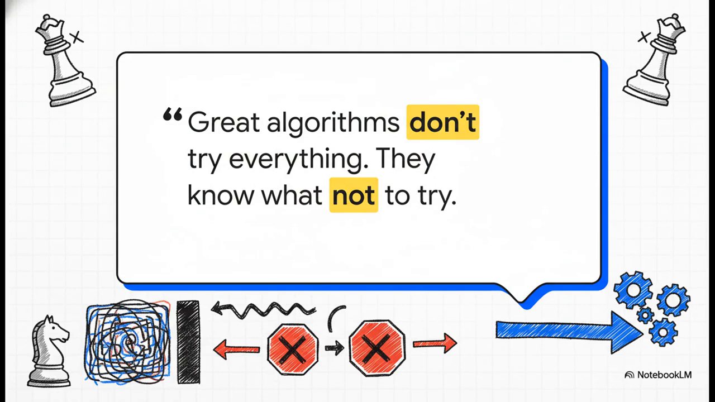So let's leave it with this final thought. The biggest lesson from the N-Queens problem and from algorithm design in general is this. Great algorithms don't try everything. They know what not to try.